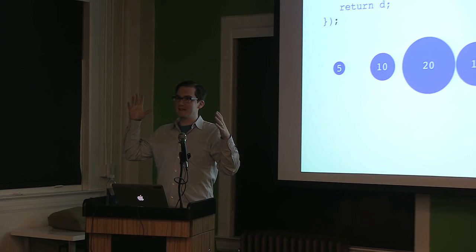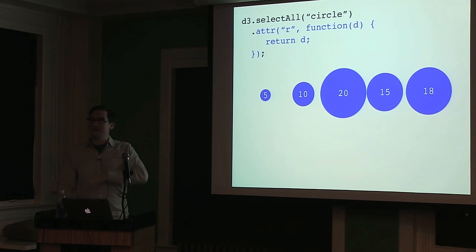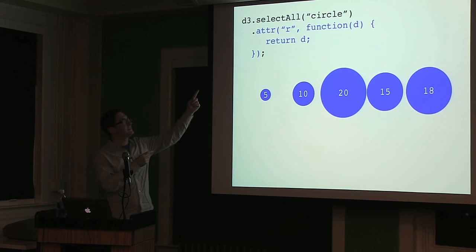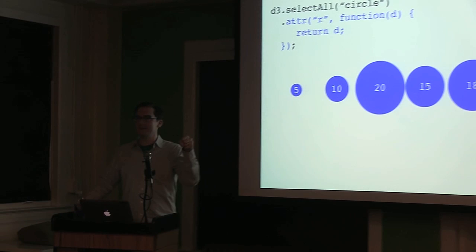So what's really cool about this is you'll notice up in my code, I say d3.selectAll circle. Now I'm selecting all the circles again. This time they exist, so that's exciting. And then I set the attribute of r, so the attribute of radius, and I'm going to set this to d. d represents the data value that's already tied to that one object.